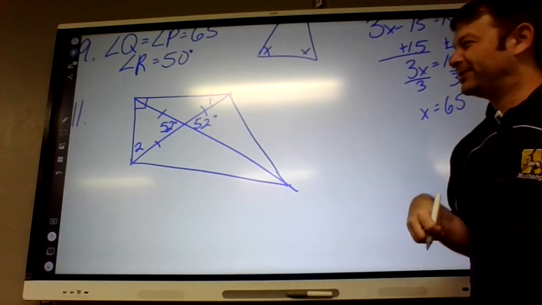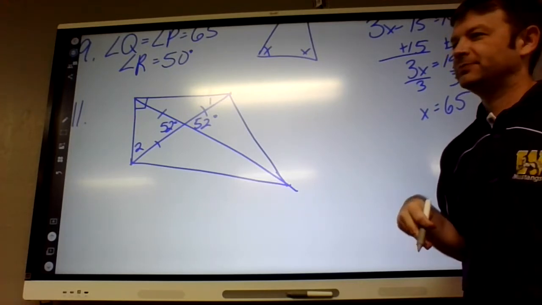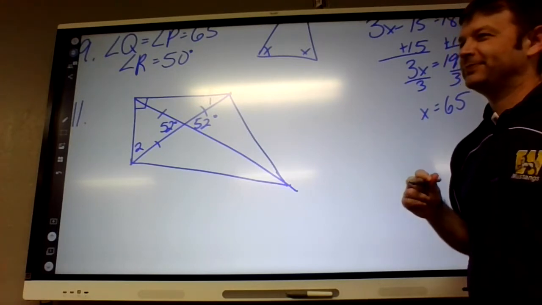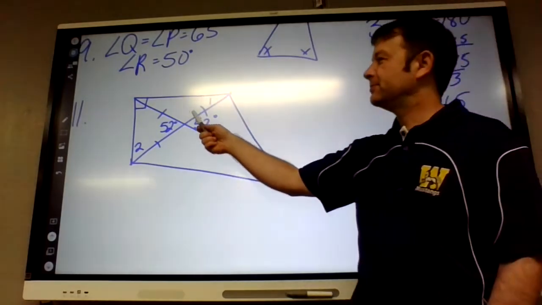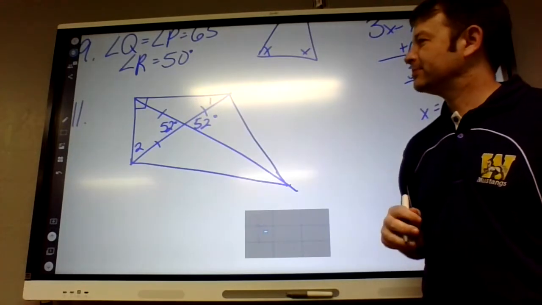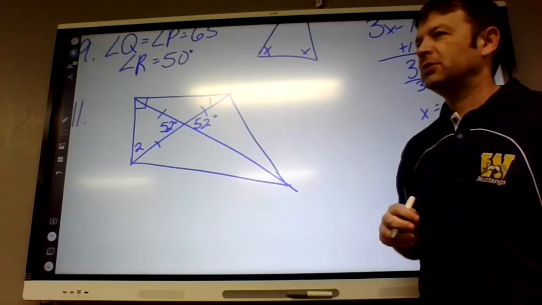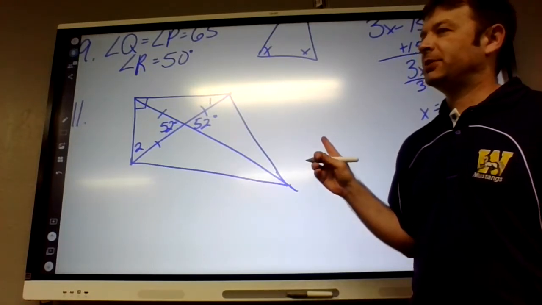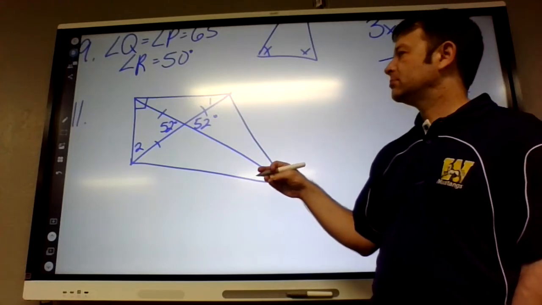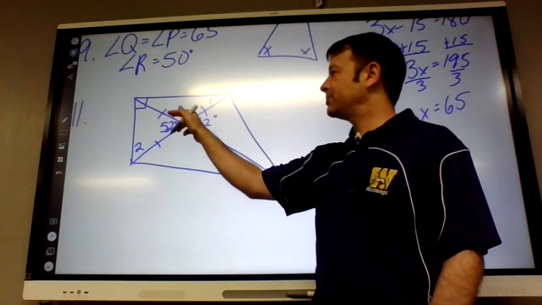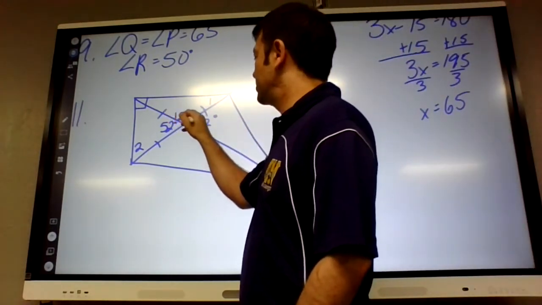All right. What else do I know? Let's go, Caleb. How about that one? Yeah. How do you have to do it? You don't have to tell me, just how do you do it? 180. Yeah. Together, these two make a straight angle, so 180 minus 52 is, what is that, 128?